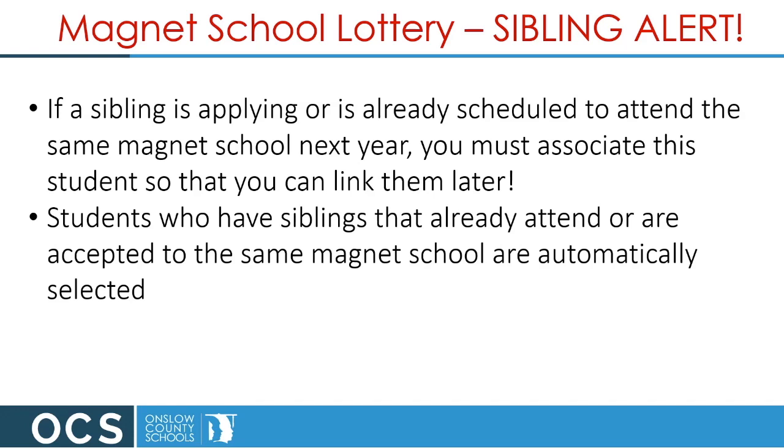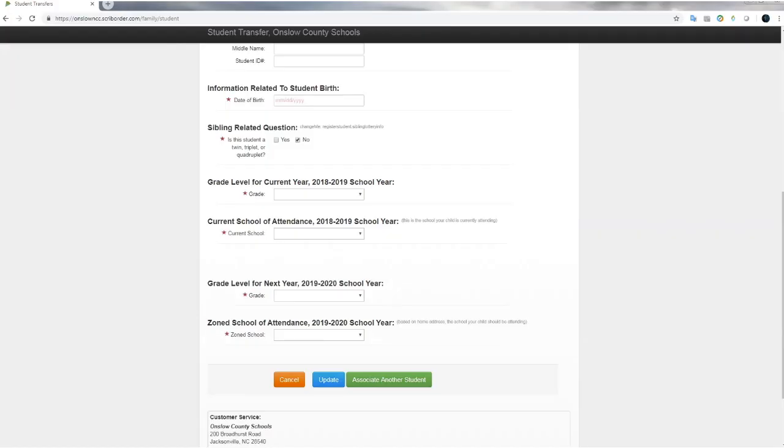If you have a child that's already attending, say, third grade at Northwoods Park Elementary School, you're going to want to associate that sibling as well, because if you have siblings that are accepted in the lottery or already attend that magnet school, the younger sibling is automatically accepted into that school. If you have a sibling that won't be at that school, say you have a child in high school, there is no need to associate that student. It won't make a difference in the lottery.